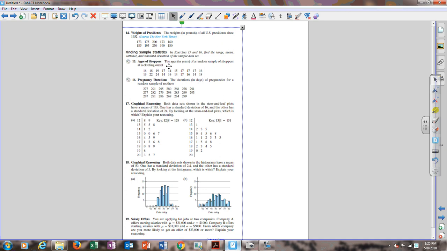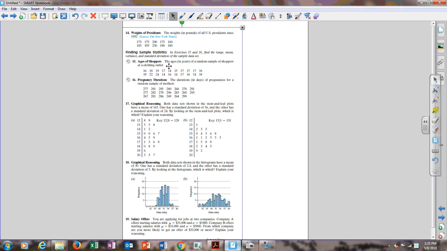Your mean is 281.35. Your Sx is 10.55. You can make it 10.6. Your range is 291 minus 264, should be 27. And your variance would be 112.36.